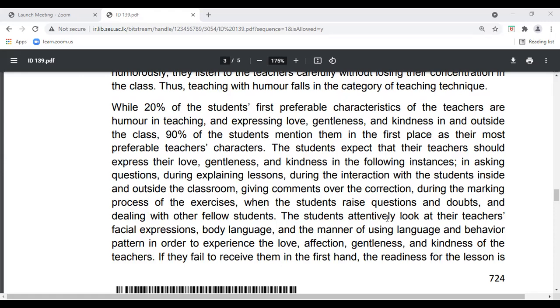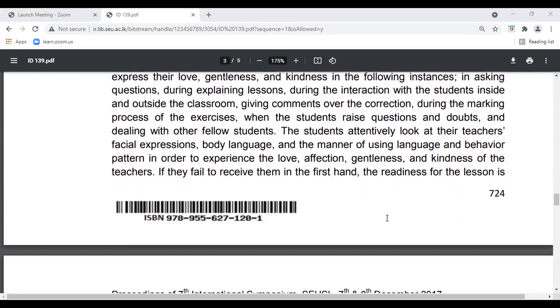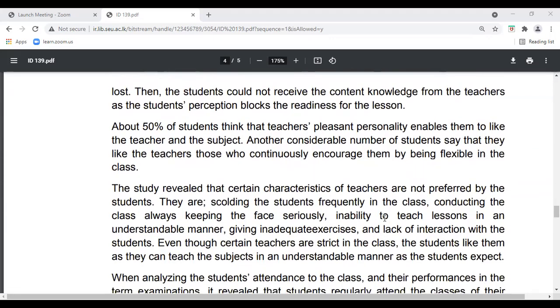If they fail to receive them at first hand, the readiness for the lesson is lost. Then the students would not receive the condensed knowledge from the teachers, as the students' perception blocks the readiness for the lesson. About 50% of students think that a teacher's pleasant personality enables them to like the teacher and the subjects. Another considerable number of students say that they like the teachers who continuously encourage them by being flexible in the class.